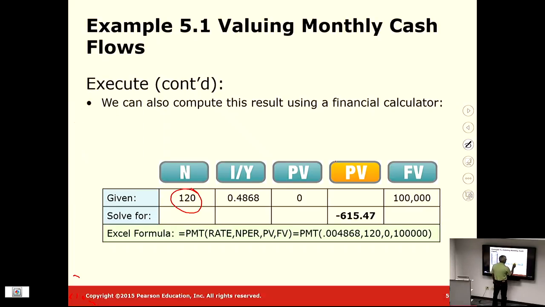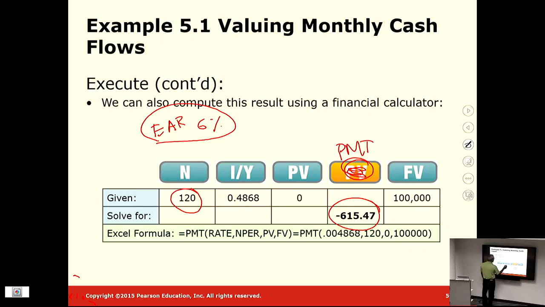be 615.46. There's an error over here. This should be payment. 615.47 is going to be my monthly payment, which I'm saving at the annual rate of 6%. So the EAR is 6%, but since I'm depositing this money monthly, my monthly interest rate is 0.4868. That gets me to 100,000 with a 615.47 deposit each month. There's no need for this negative sign here.